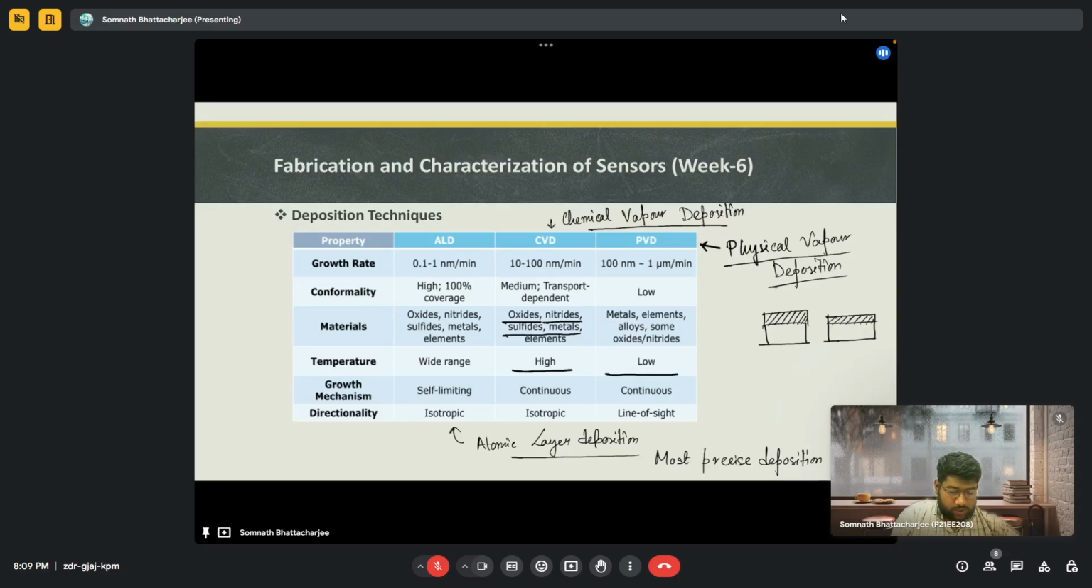The growth mechanism is self-limiting, so we can deposit each layer of 1 angstrom, that is one atomic layer at a time. Based on this 1 angstrom, we can directly control the amount of deposition necessary. Let's say we need a 50 nanometer deposition. We can directly control whether there is a deposition of 50 nanometer or more than that. And coverage is 100%. That was what I was saying, that there are no errors in this kind of deposition technique.